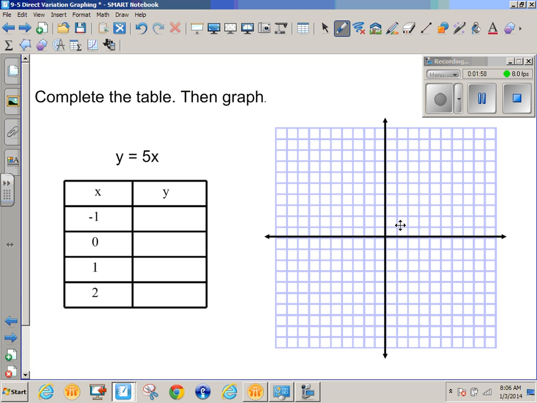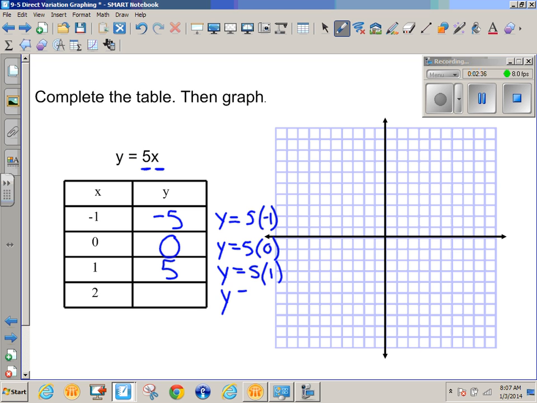So we know that y is equal to 5x means y is equal to 5 times negative 1, because we know that when we have a coefficient and a variable side by side, that simply means to multiply. So 5 times negative 1 gives me a negative 5, and then we continue that process. So y is equal to 5 times, this time x is 0, which is going to give me a 0. We know that anything times 0 is always 0. Y is equal to 5 times, this time, x is 1. That's going to give me a 5. And then last but not least, we've got y is equal to 5 times 2, or 10.